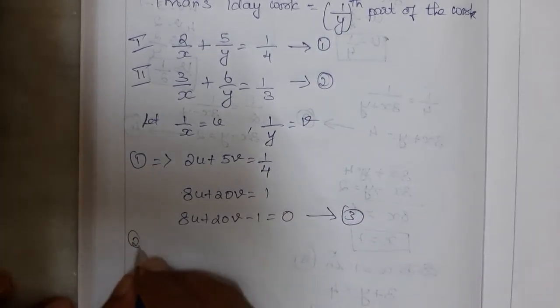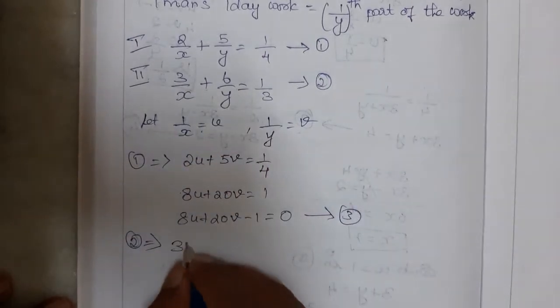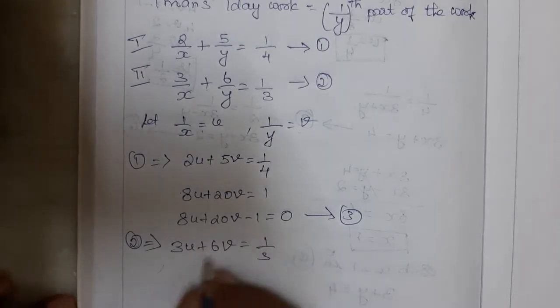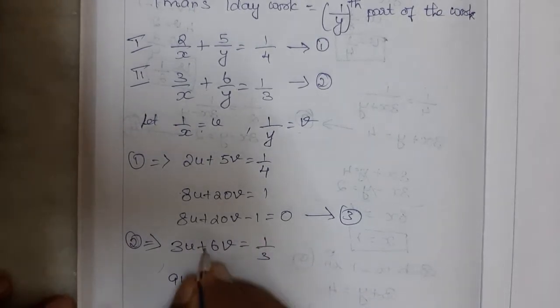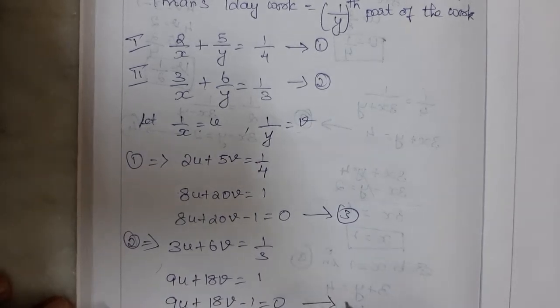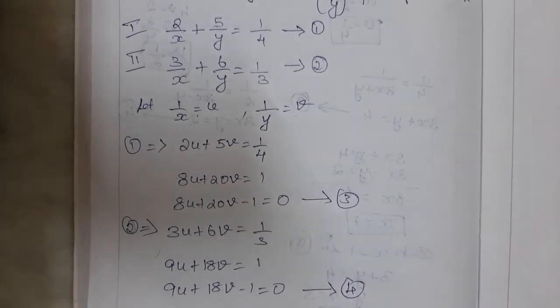And in the second equation we can substitute U and V. It will become 3U plus 6V is equal to 1 by 3. Multiply this side, it will become 9U plus 6 3s are 18V is equal to 1. If you bring this side, it will become 9U plus 18V minus 1 is equal to 0. Equation 4. So now let me solve this equation with the cross multiplication method.